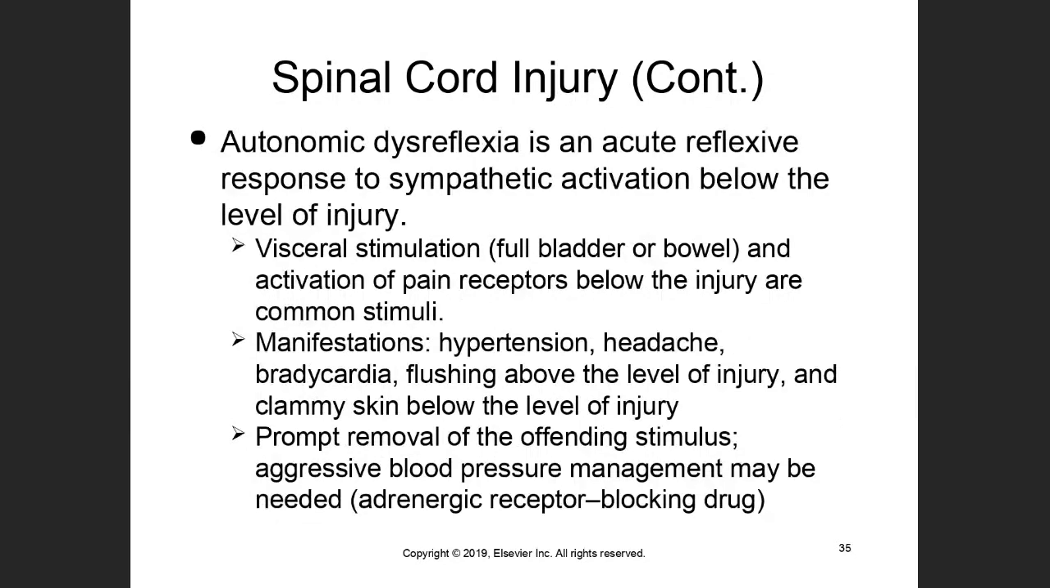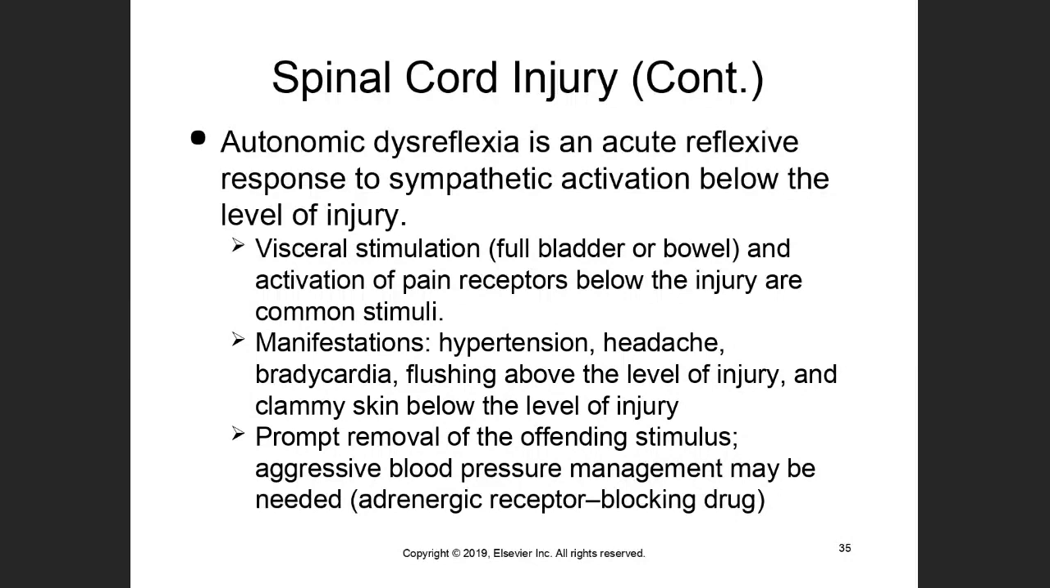Autonomic dysreflexia is an acute reflexive response to spastic activity below the level of injury. The circular stimulations and activation of the receptors below the injury are common stimuli. Manifestation: hypertension, headache, bradycardia, flushing above the level of the injury, and clammy skin below the level of injury. Removal of the offending stimulus; aggressive blood pressure management may be needed.